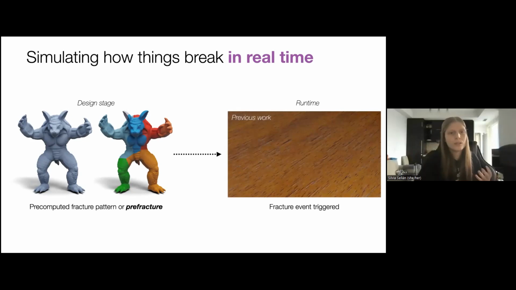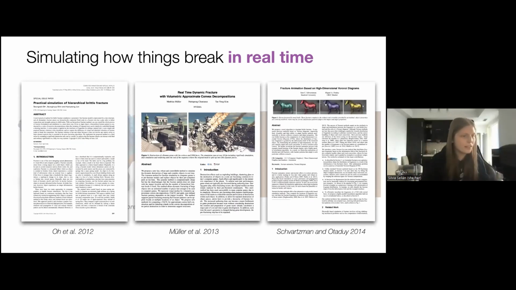And then at runtime, when an impact is detected, the fracture event is triggered and the object breaks into all those pre-computed patterns. So this is how people usually get away with simulating fracture with very, very little time. You usually have 1 or 2 milliseconds. So effectively, they pre-compute the fracture pattern and then activate it when they detect an impact. Many methods like these, called prefracture algorithms, have been suggested in the computer graphics literature too.